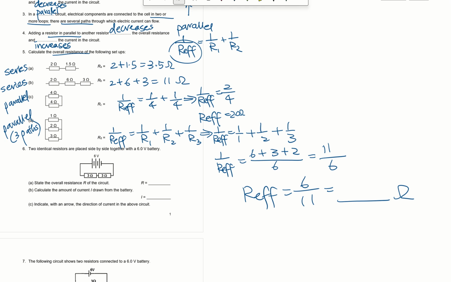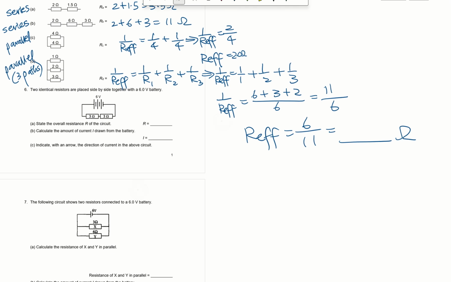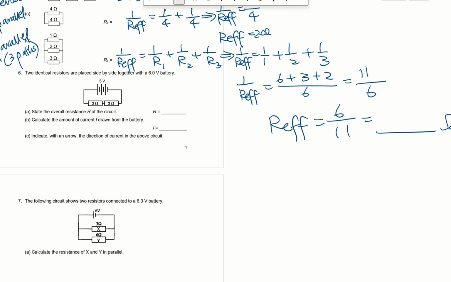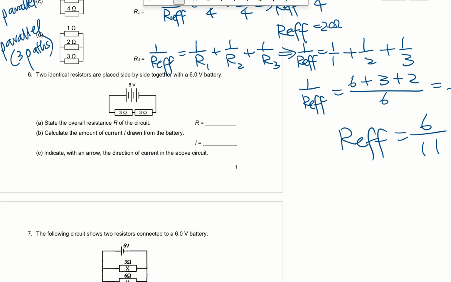That means all of these resistors in the circuit can be replaced by one single resistor. So how does it help us in question 6? We have two identical resistors placed side by side, 3 ohm and 3 ohm. So this is my R, my R. Okay, what is the overall resistance? Easy, 3 plus 3 because they are connected in series. So equals 6 ohm.